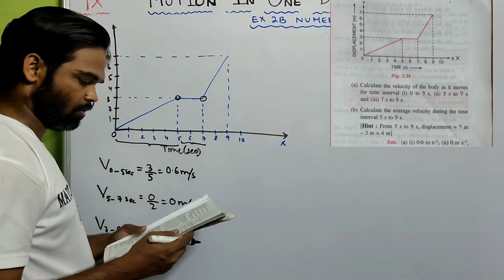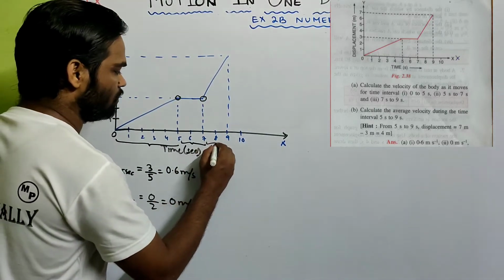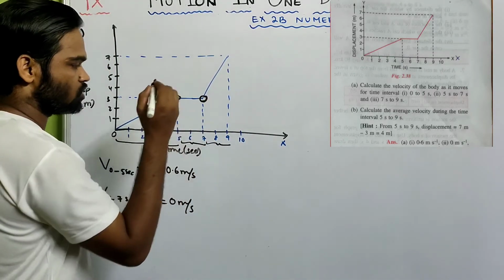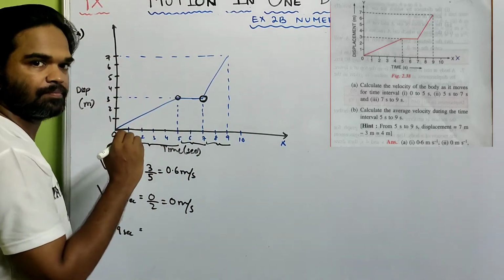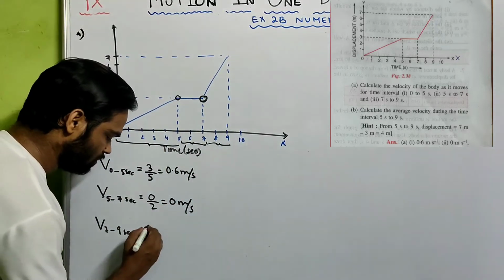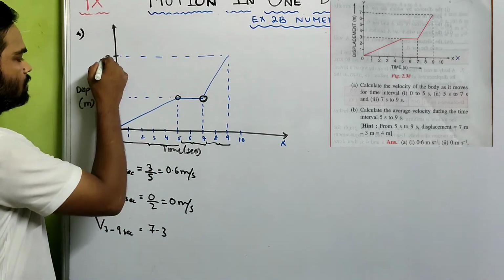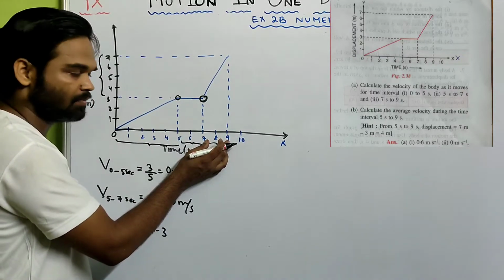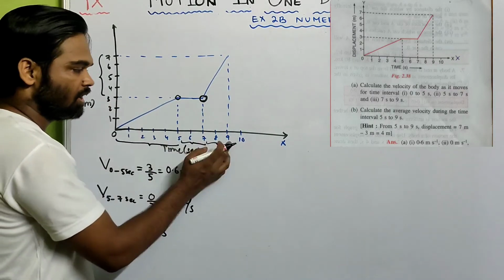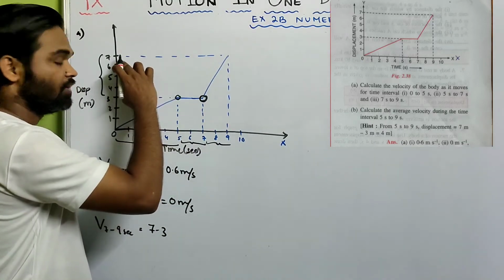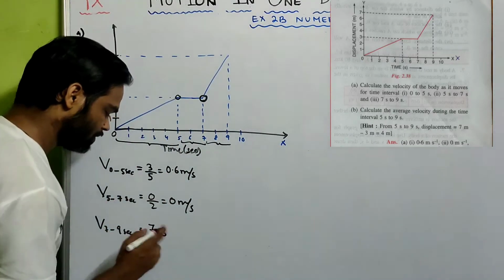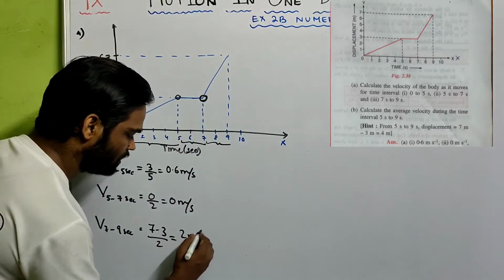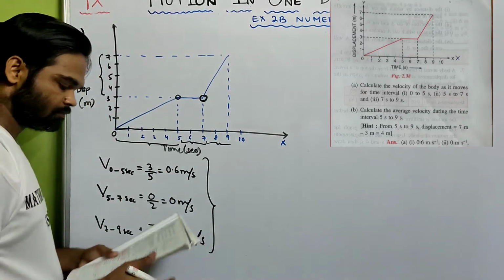Then they have asked for 7 to 9. Now 7 to 9, again if you see, at 7 second the displacement was 3, at 9 second it was 7 meter, which means the displacement will be 7 minus 3. This will be the displacement during this time interval, isn't it? Look carefully. At 7 second the body was at 3, at 9 second the body was at 7. So the difference of these two will give you the displacement. By time is what? 9 minus 7 is 2. That's 4 by 2. That's 2 meter per second. Done. The first part.